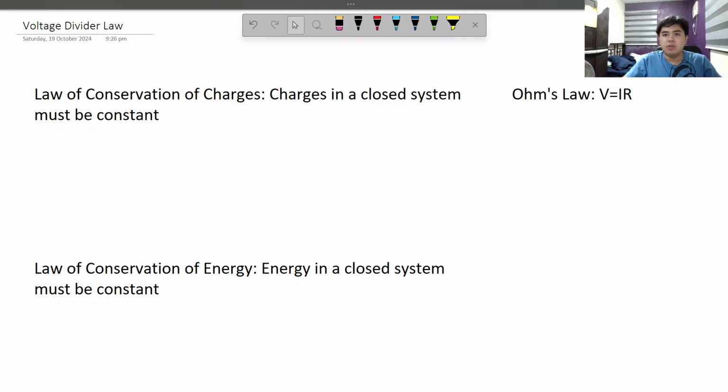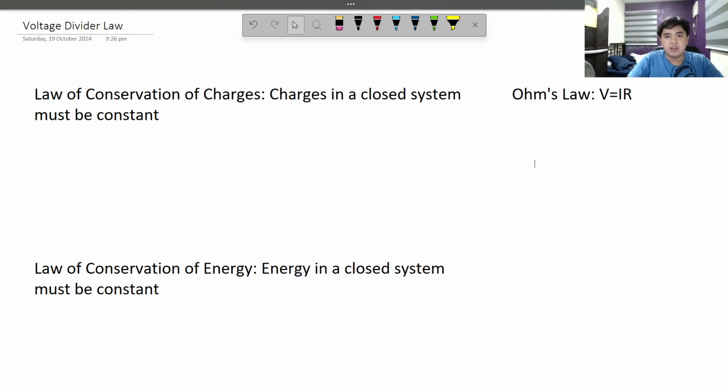Hello. Today we're going to be talking about deriving the divider law, specifically the voltage and the current divider law. We will discuss what those mean later, but for now, let's go back to the three fundamental laws of physics. So first is the law of conservation of charges and energy.